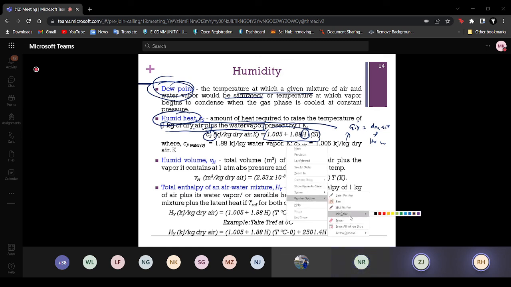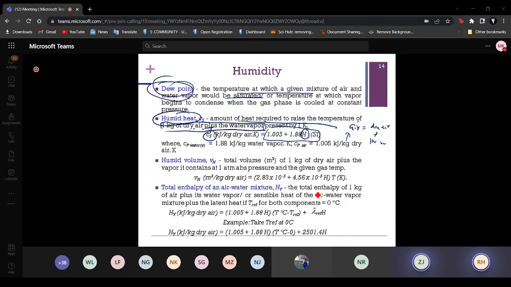And then you have humid volume. You can also calculate the air's volume, but we don't call it volume, we rather call it humid volume. So use this equation. In this equation, you need to know the humidity and everything here, 2.8 plus this one, times the temperature in Kelvin. And then you get the volume.